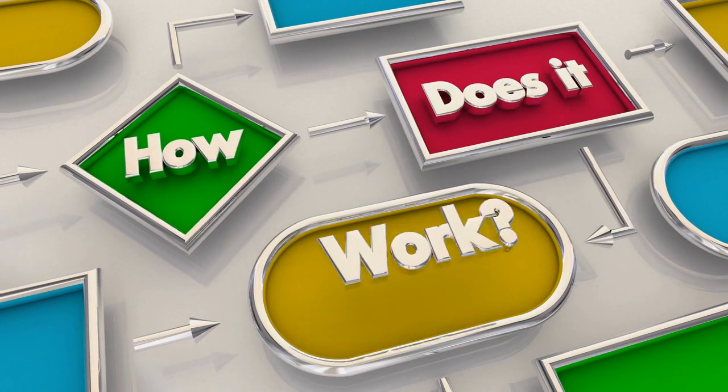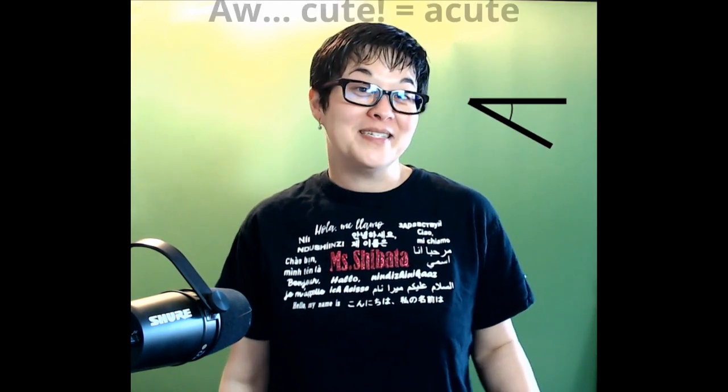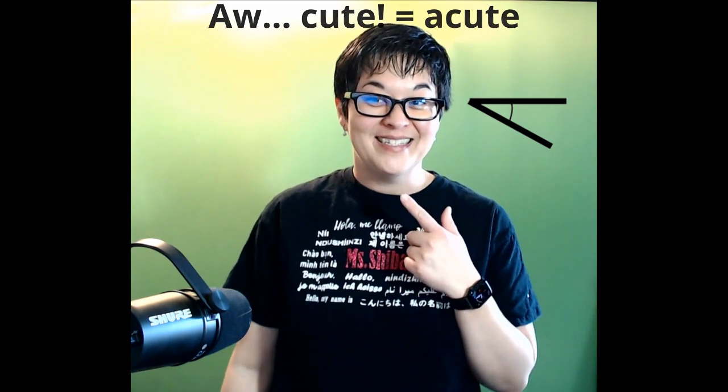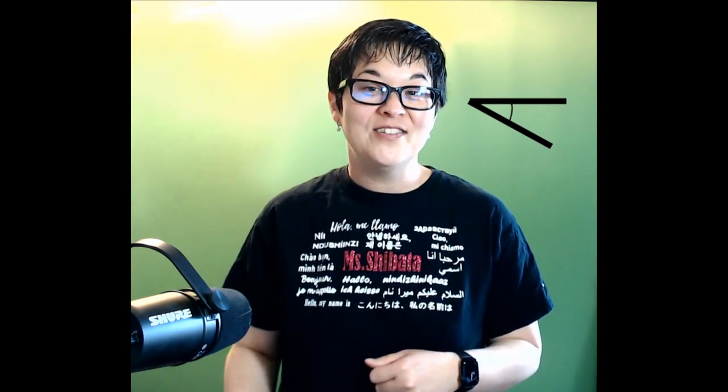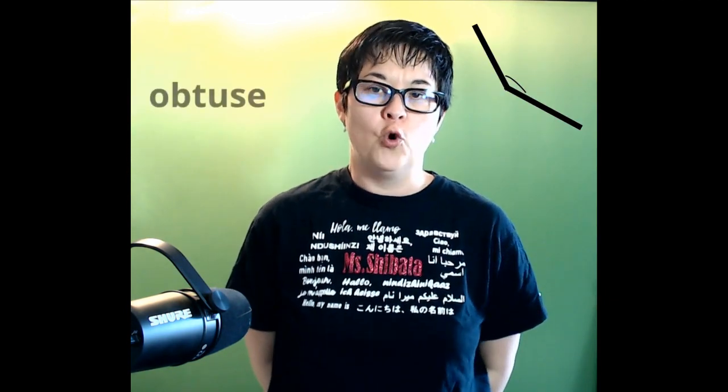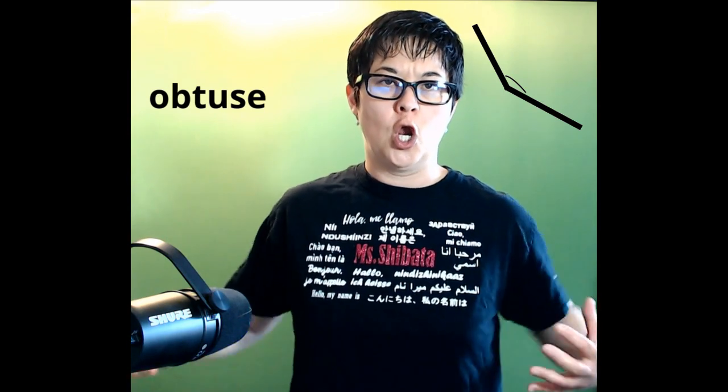So here's a quick example. I was helping some students to remember the names of different types of angles: acute, obtuse, and right. We decided that acute sounded like, "Oh, cute!" So we made a cute face, spoke in an acute voice, and made a little acute angle with our hands. Cute!